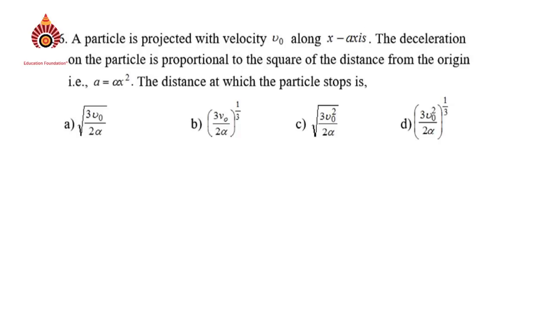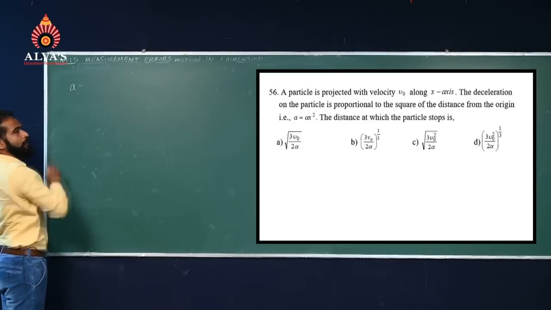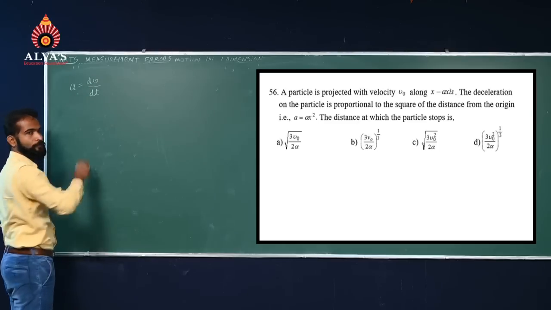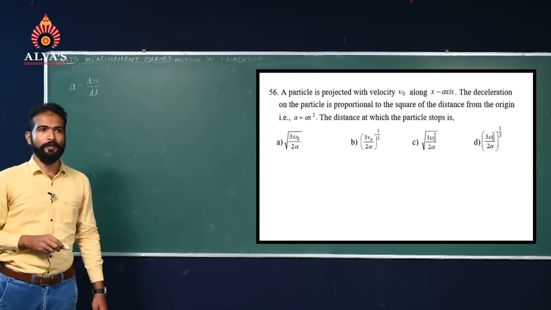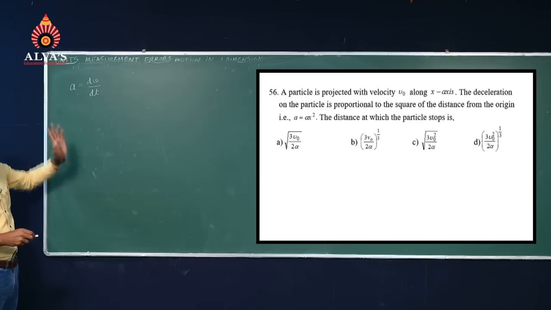Yes. Next question 56. A particle is projected with velocity v0 along x-axis. The deceleration on the particle is proportional to the square of the distance from the origin, that is a is equal to alpha x square. The distance at which the particle stops is. So acceleration of a particle, a is nothing but dv divided by dt. But if you look at the question, acceleration is given as a function of x. It is not given as a function of time. So we have to bring time into picture.